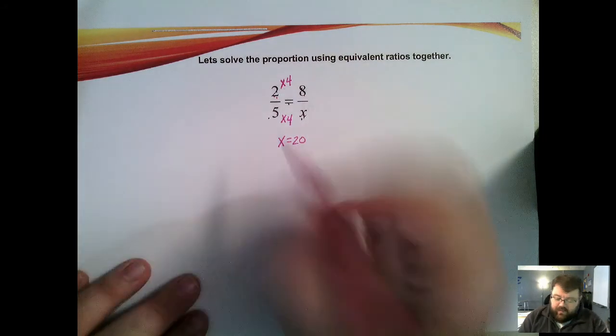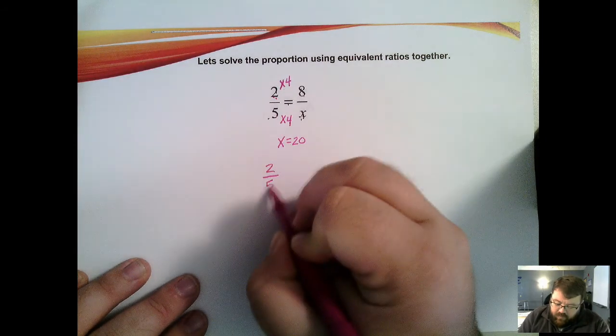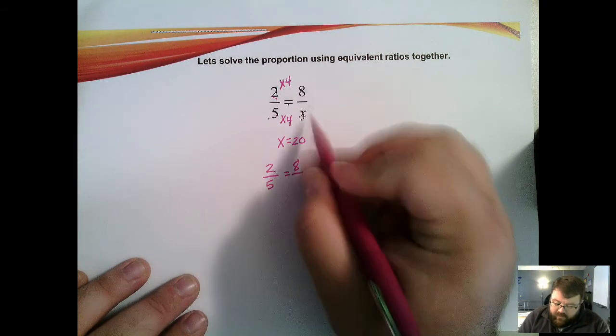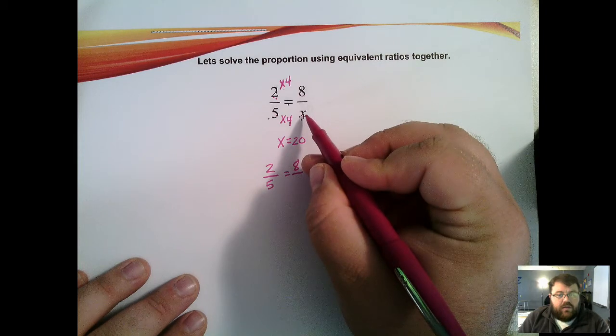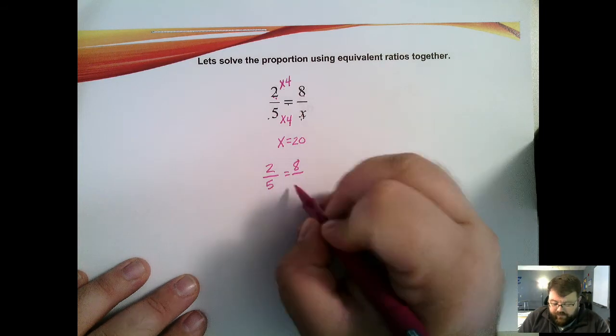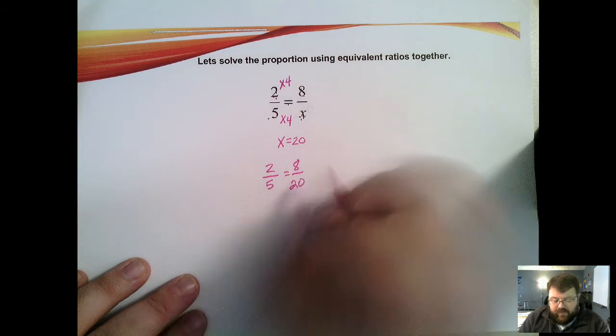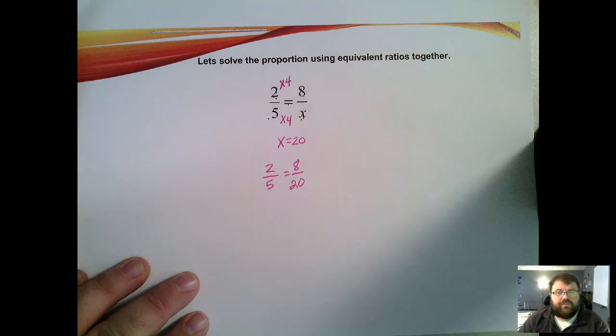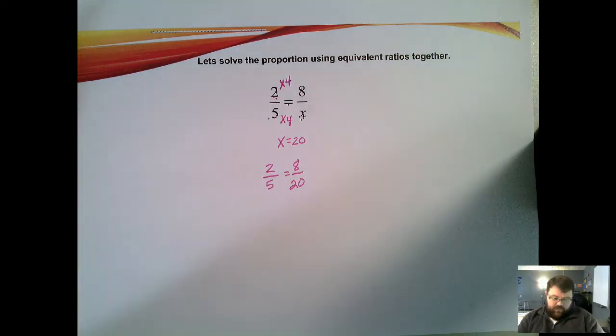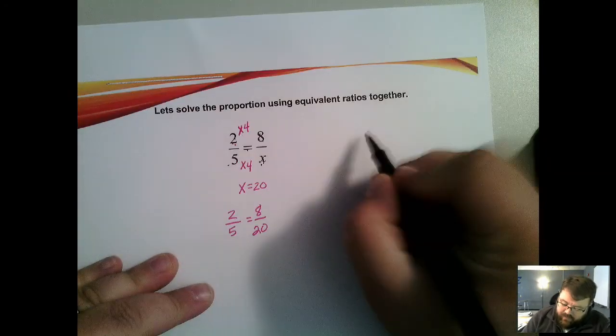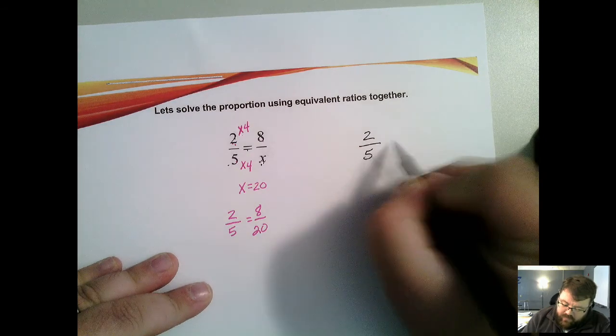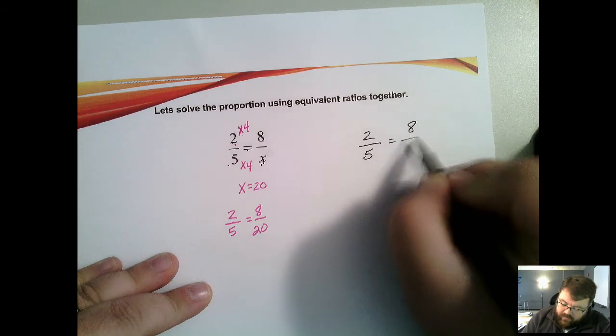The goal of this, guys, is to identify what number I need to place in for the variable to make these equal. That's known as scale factor. It works most of the time. The next way is the butterfly method. So I have 2/5 is equal to 8 over x.